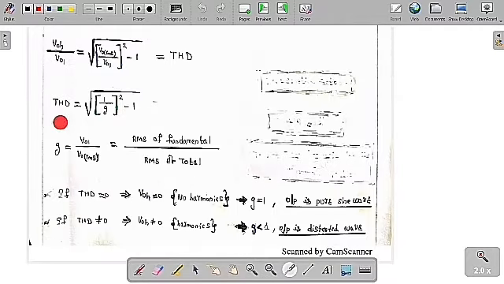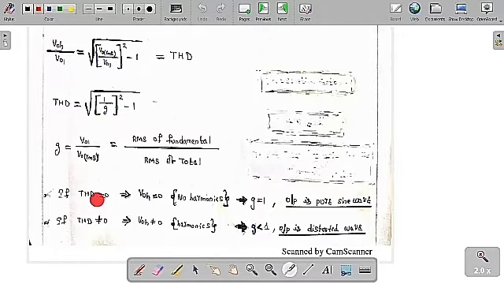So therefore we can say THD is equal to under root of 1 by G whole square minus 1, where G is called the ratio of V naught 1 by V naught RMS, meaning the RMS value of the fundamental component by the RMS value of the total signal. So THD is equal to under root of 1 by G whole square minus 1, where THD is the ratio of the harmonic voltage by the RMS value of the fundamental component, or simply the ratio of the RMS value of the harmonic voltage by the RMS value of the fundamental component.